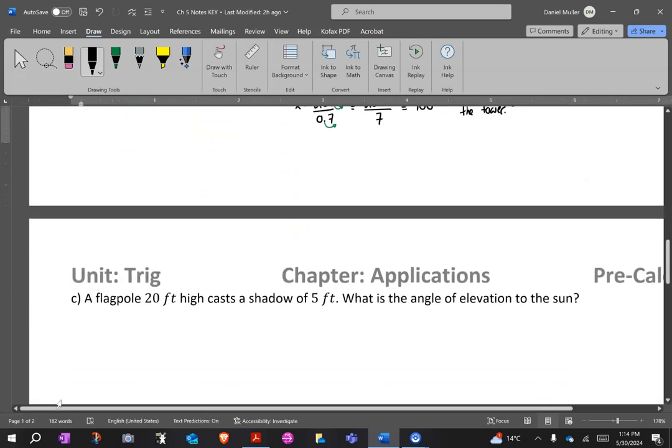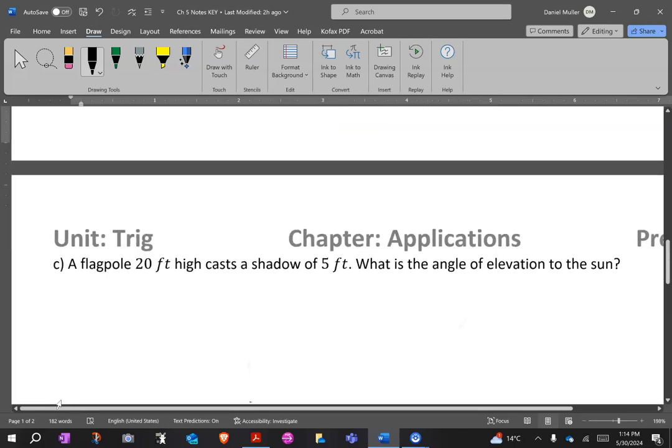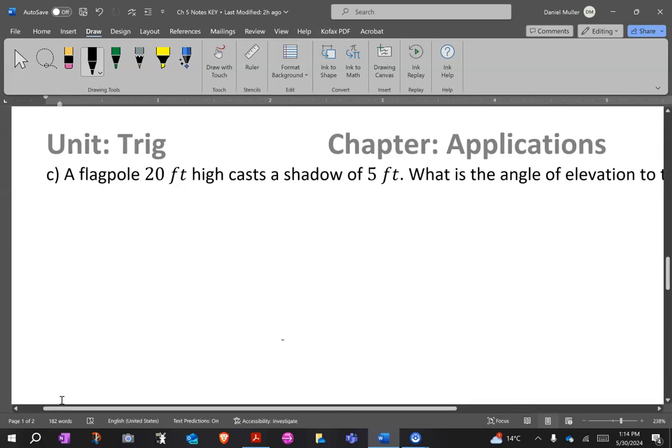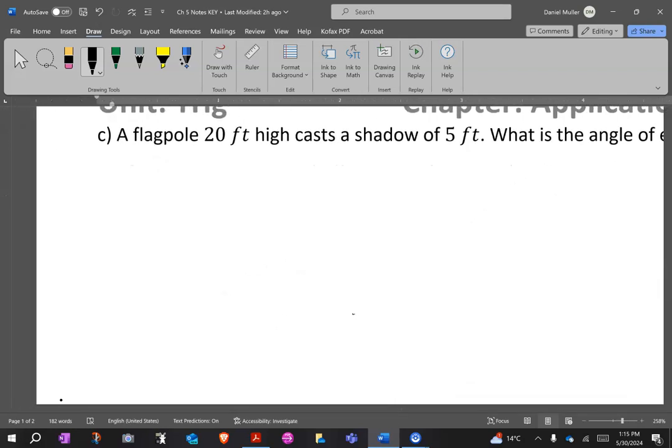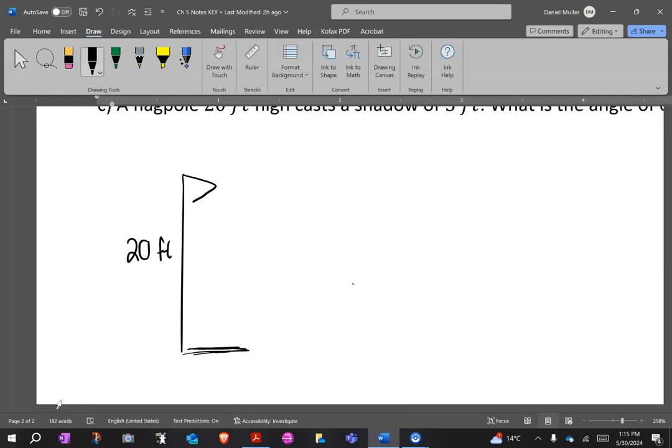Okay, let's take a look at this one. We have a flagpole that's 20 feet high. And it casts a shadow that's 5 feet. Okay, I just want to draw that before I do anything. So I got a flagpole. And I know it's 20 feet high. So I'm going to write that, 20 feet. And it casts a shadow. But the shadow's only 5. So the shadow's going to be kind of down here. And it is 5 feet.